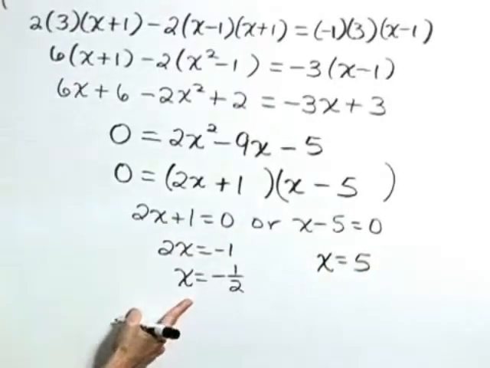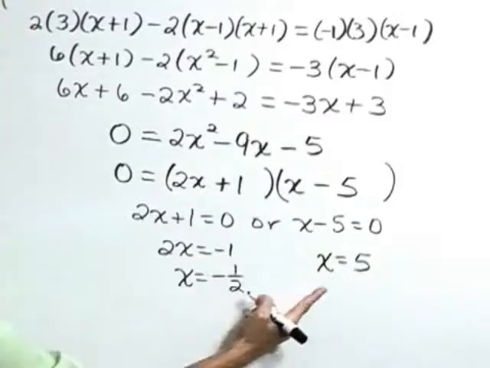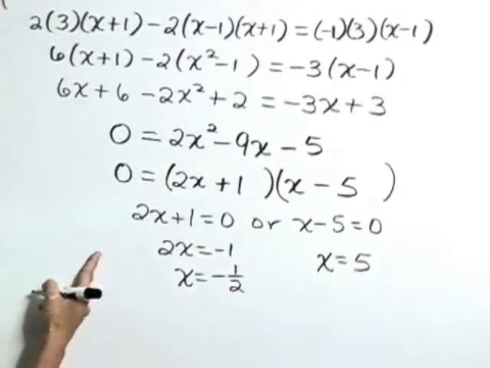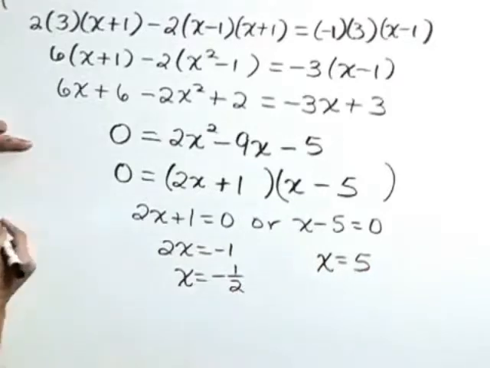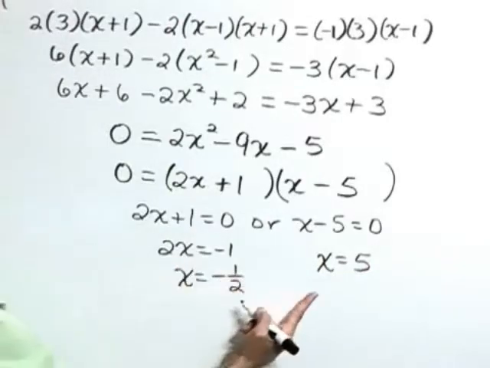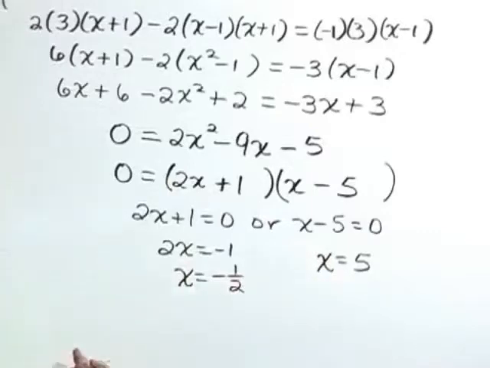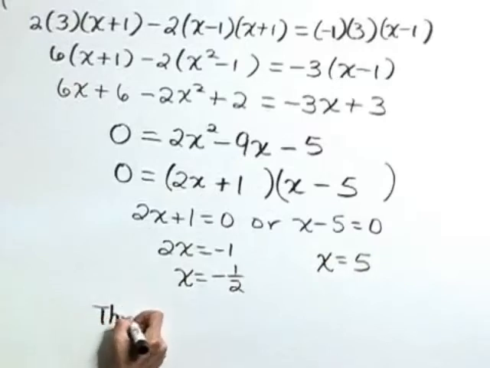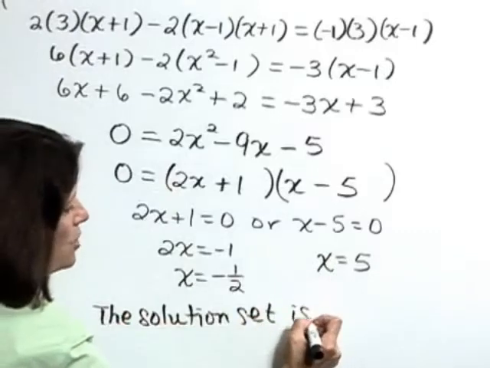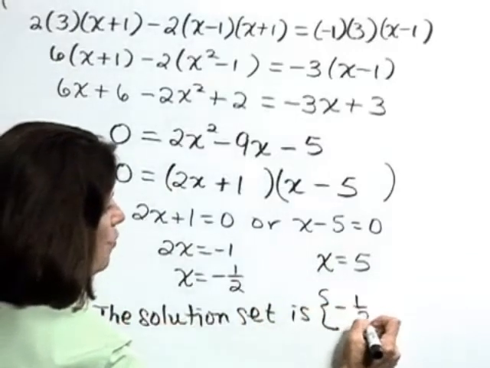Now, when solving rational equations, you have to be very careful that the solutions you get do not cause a 0 denominator. As we quickly visually check these in our original equation, we can notice that neither of them does cause a 0 denominator. I do recommend also that you go ahead and substitute these into the original equation to check for accuracy and make sure you've made no errors. You will find then that the solution set for this equation is negative 1/2 and 5.